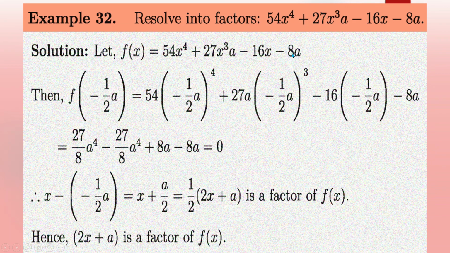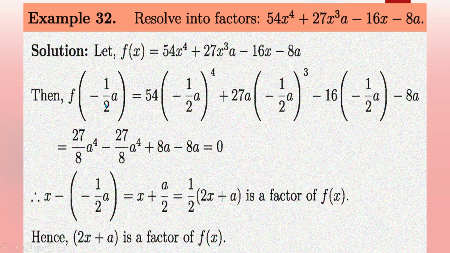Because when the given condition is like this form, that means the leading coefficient is not 1, so 8 divided by 54. There, half is a factor. So either half or minus half we can take. As a is present, so we also take a here. As a result, after putting this in the given expression, the result will be 0.